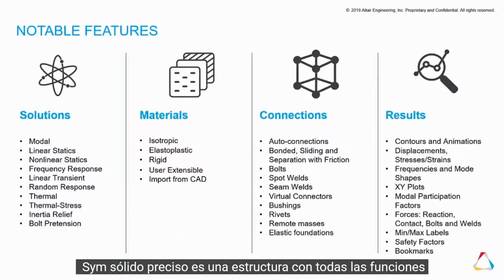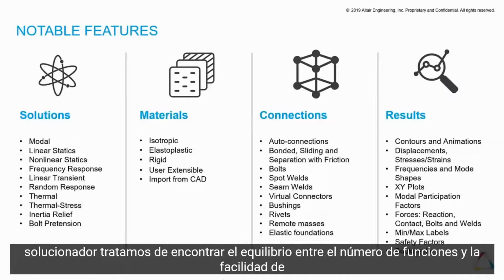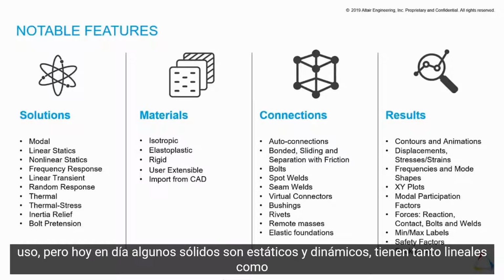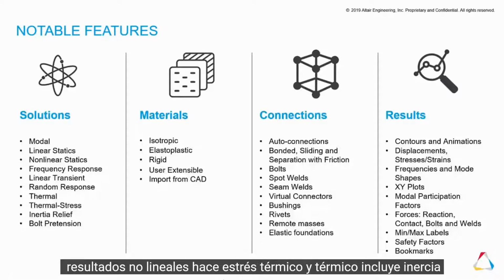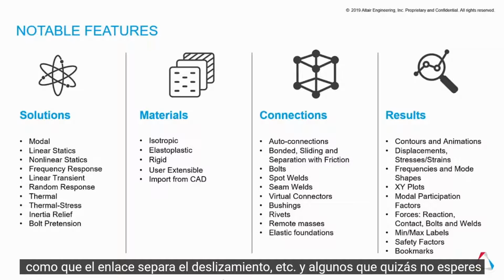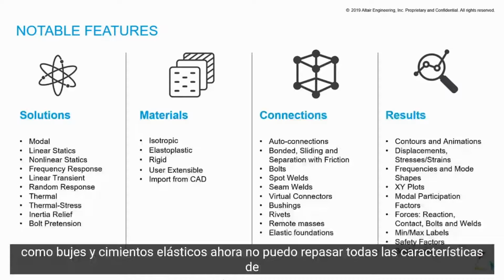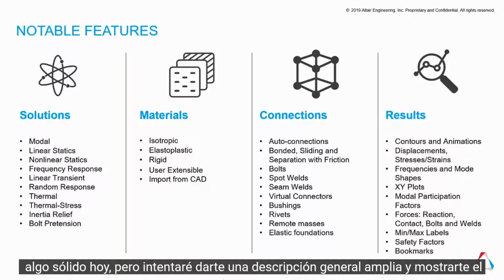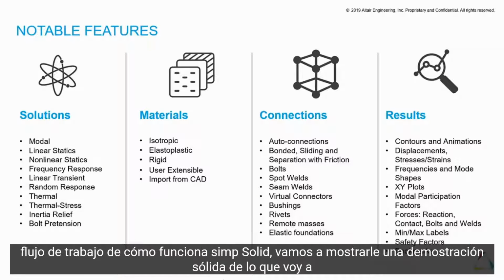SimSolid is a fully featured structural solver. We try to find the balance between number of features and ease of use, but today SimSolid is both static and dynamic. It has both linear and nonlinear results. It does thermal and thermal stress. It includes inertial relief. It has all the connections you'd expect of a large assembly solver, things like bonded, separating, sliding, etc., and some that you might not expect, like bushings and elastic foundations. Now, I can't go over all the features of SimSolid today, but I will try to give you a broad overview and show you the workflow of how SimSolid operates.